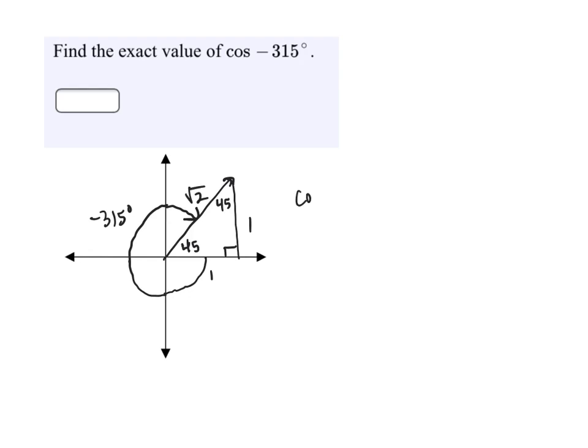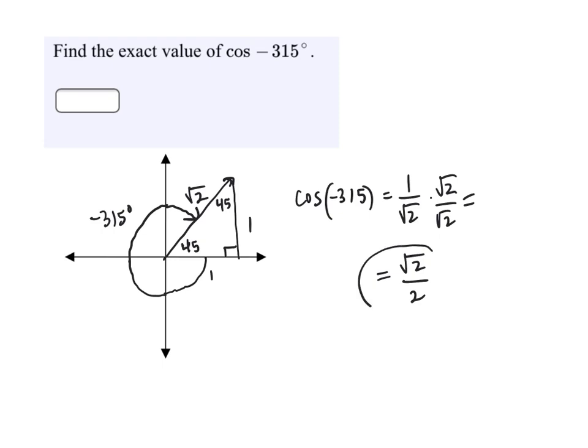And so the cosine of negative 315 degrees, cosine is adjacent over hypotenuse. Adjacent to our reference angle of 45 is 1, and the hypotenuse is root 2. But we don't leave a root in the denominator, so we're going to rationalize, multiply by root 2 over root 2. So this ends up being root 2 over root 4, but the square root of 4 is 2. So the cosine of negative 315 degrees is root 2 over 2.